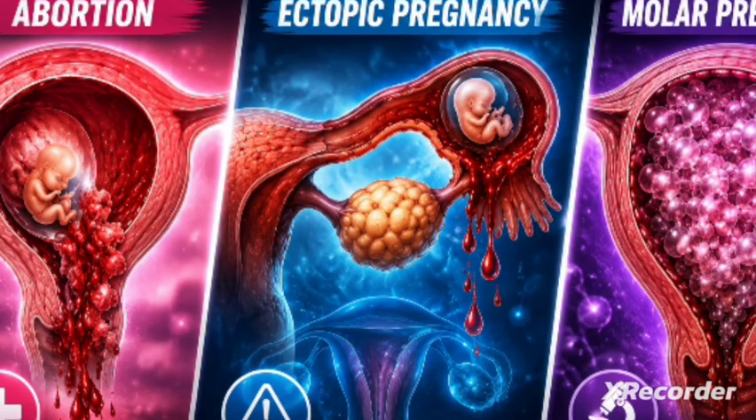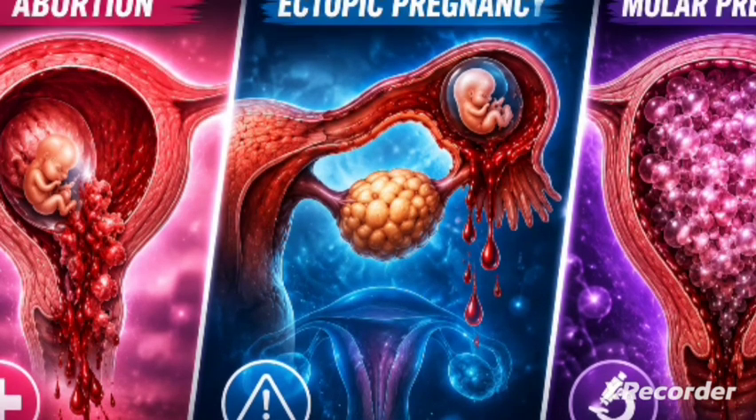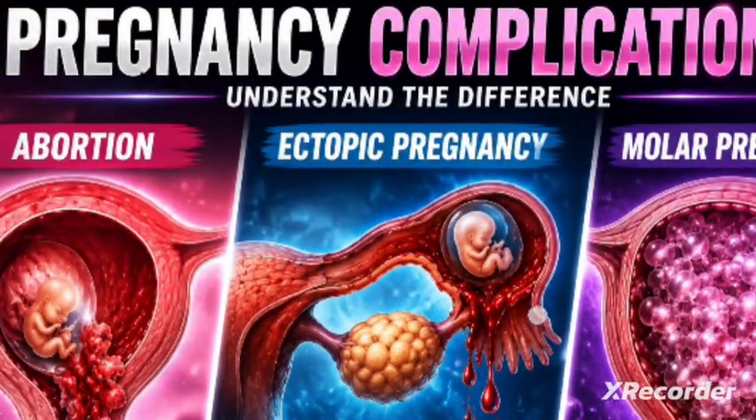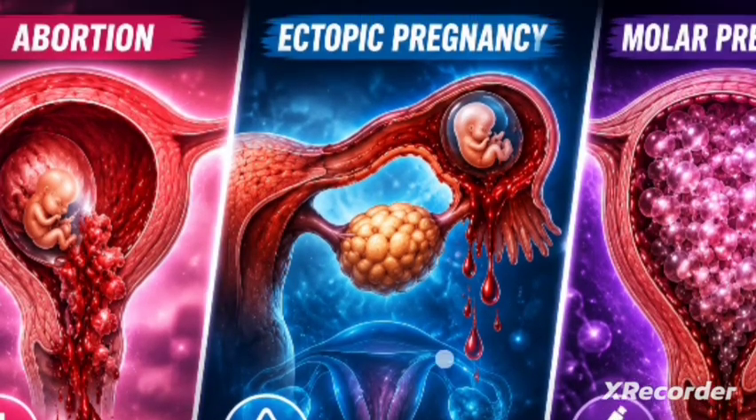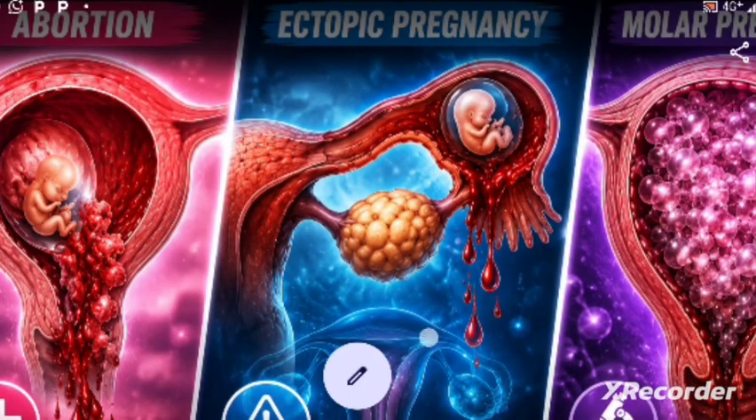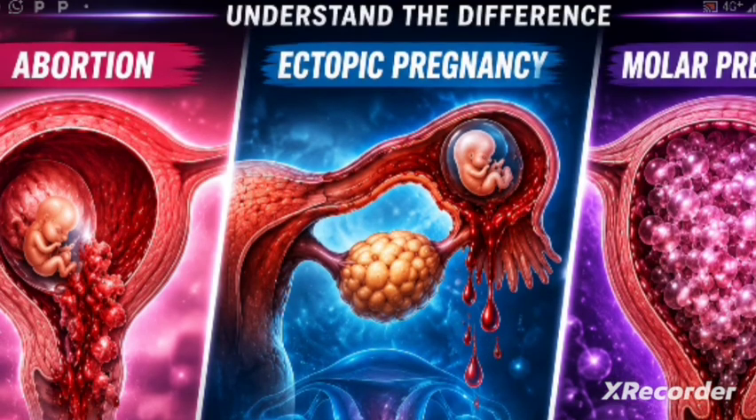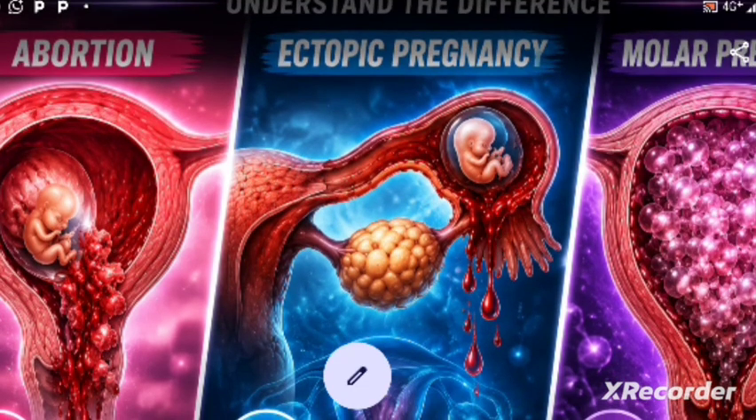But let's base on the three factors and the three types. So to manage abortion, you manage according to the type. For example, threatened abortion, the cervix is closed. So what you need to do is to maintain pregnancy.